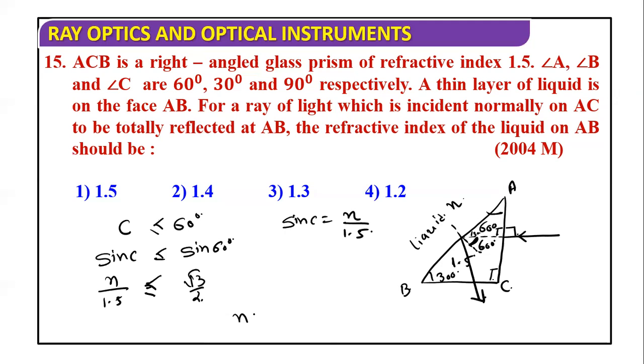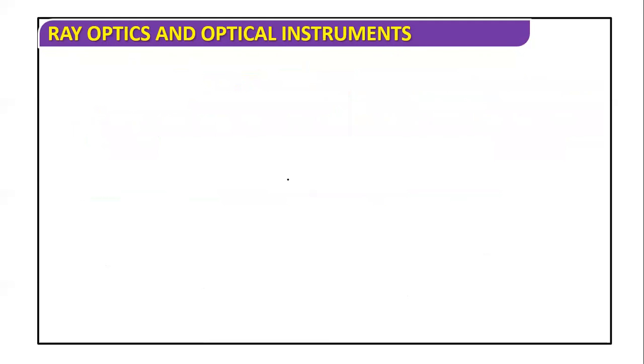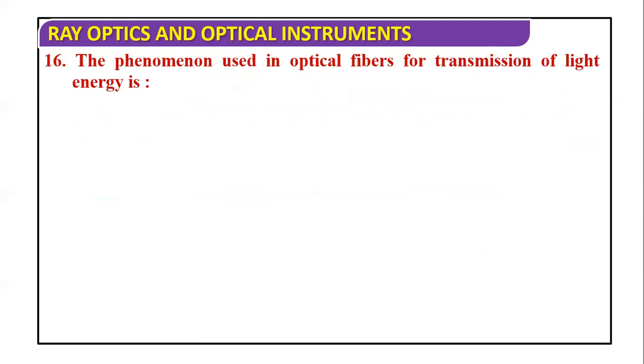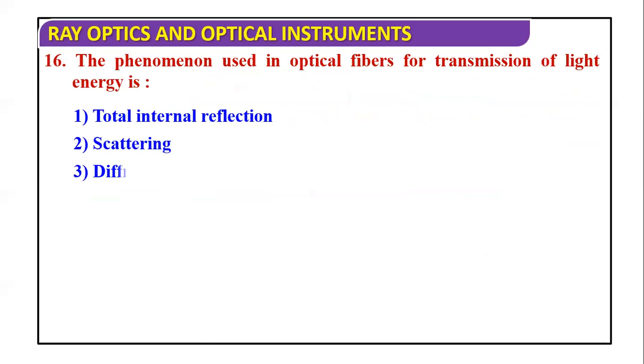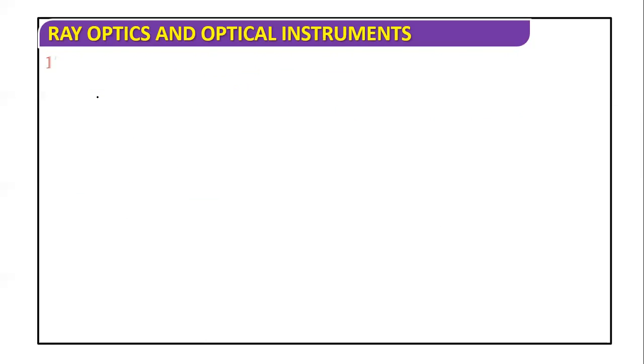So n should be less than or equal to root 3 into 3 by 2 to 2. Simplify this, we will get n should be less than or equal to 1.3. So maximum value should be 1.3. Let us see the next question. The phenomena used in optical fibers for transmission of light energy is total internal reflection.